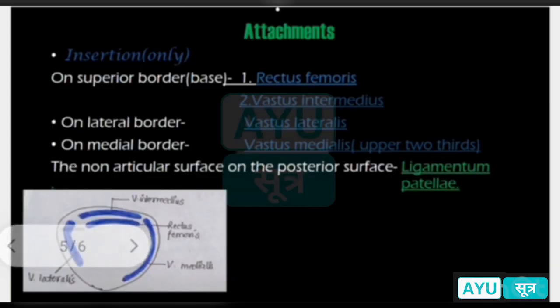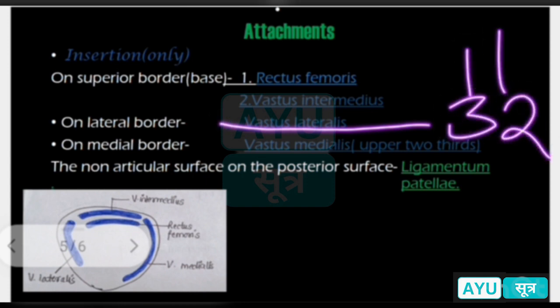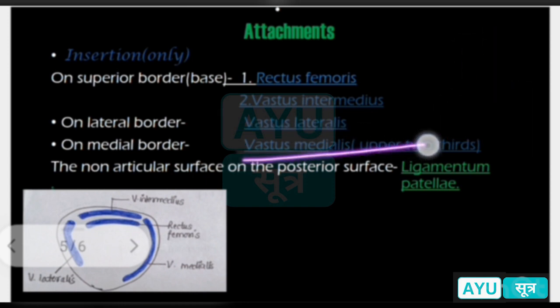Now let's talk about the attachments. The superior border gives insertion to the rectus femoris on the anterior side and vastus medius vastus intermedius on the posterior side. On the lateral border, the vastus lateralis is inserted in the upper 1/3 or half part, and the vastus medialis is inserted in the medial border in its upper 2/3.